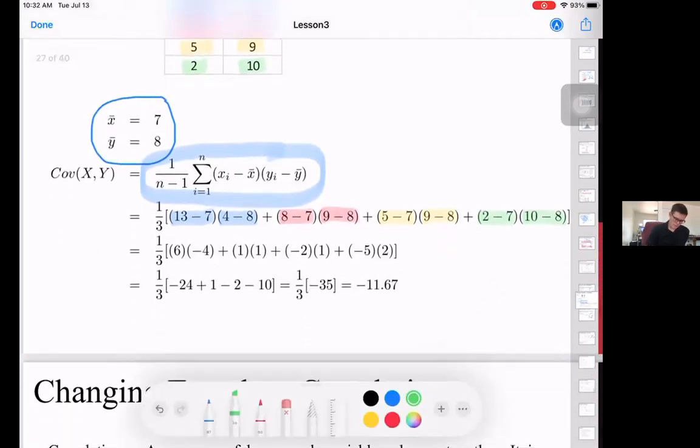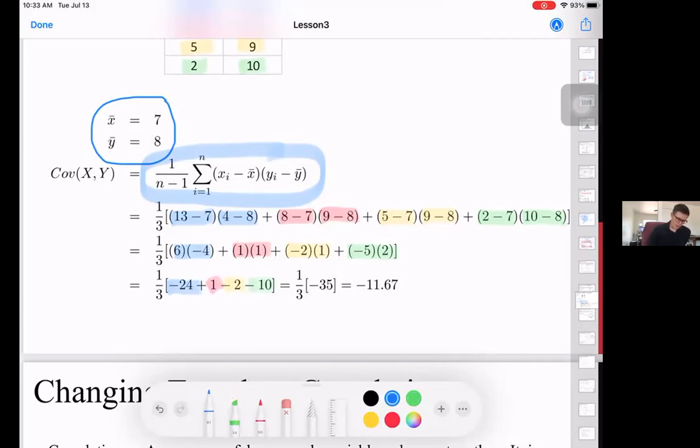So we're going to have 6 times negative 4, times 1 times 1, times negative 2 times 2, times negative 5 times 2. You're going to be able to add all those up. 24 is 6 times negative 4. 1 times 1 is 1. Negative 2 times 2 is minus 2. And negative 5 times 2 is negative 10.